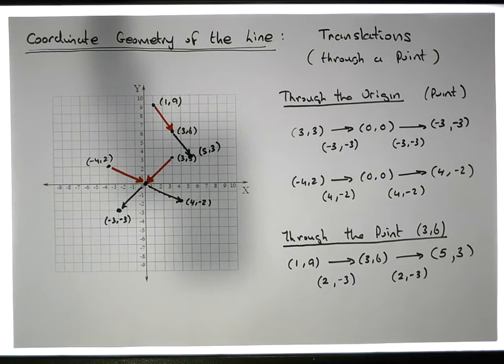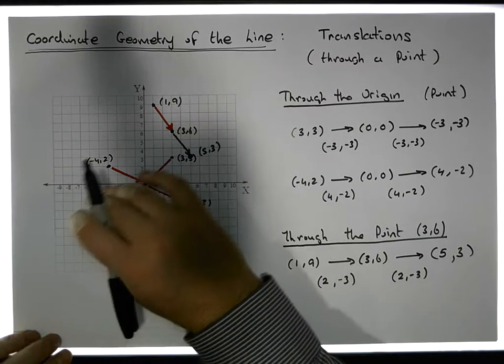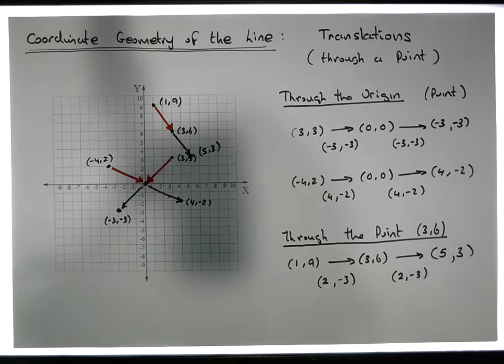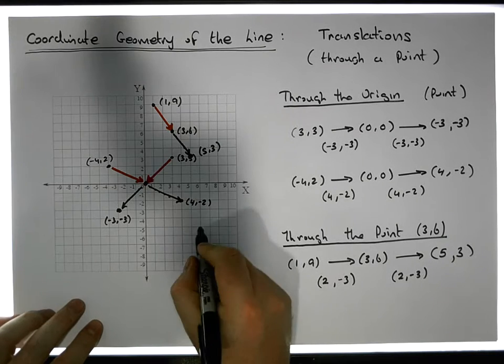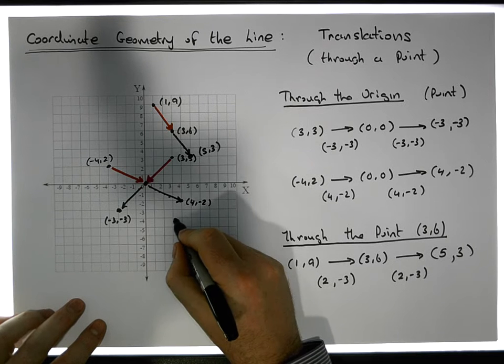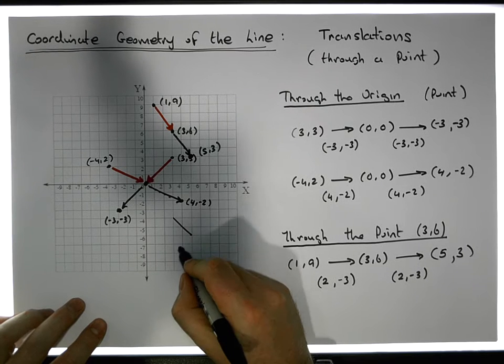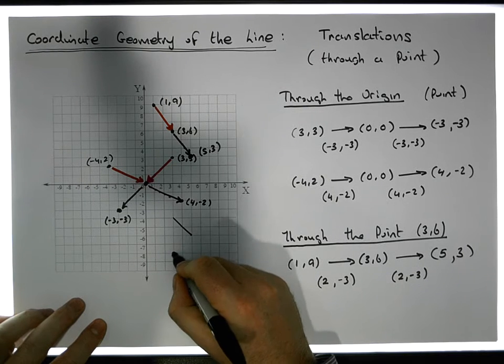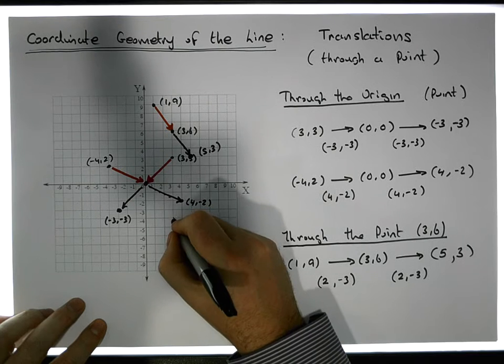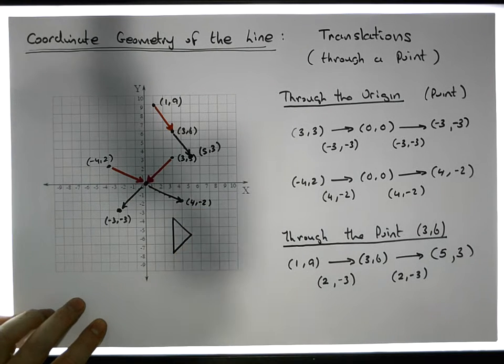So we can translate base through any point in space, and we can actually translate objects. For example, let's say I have this object here. Let's say for argument's sake it's this object that looks like this. There, it's a triangle.